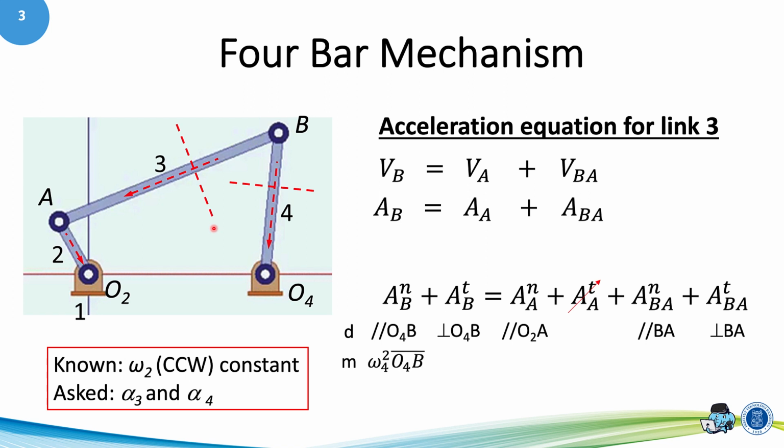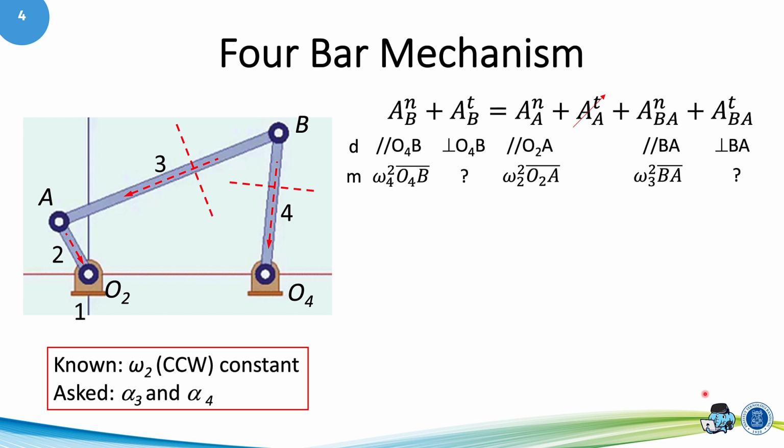We know the magnitude of AB normal, that is omega 4 squared times O4B. Omega 4 here is obtained from the velocity analysis. And then we do not know the magnitude of AB tangential. We know the magnitude of AA normal, that is omega 2 squared times O2A. And then we know the magnitude of ABA normal, that is omega 3 squared times BA, and we do not know the magnitude of ABA tangential. As you can see here, there are two unknowns in this equation, so we can solve the equation by using the polygon method.